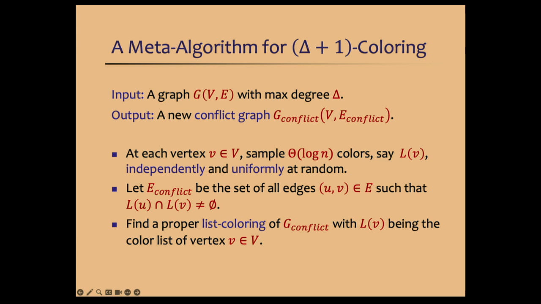So let's see, how do I create this conflict graph? First, every vertex will sample theta log n colors as the palette sparsification theorem demands. For a vertex V, L of V will denote the set of colors that it has sampled. Now, for every edge UV in your original graph, if the colors sampled at U and V intersect, I'm going to add it to the conflict graph. Otherwise, I'm going to discard this edge. At the end, I get this new graph, the conflict graph, and we are just going to find a proper list coloring of it, where each vertex will only use colors which it had sampled.